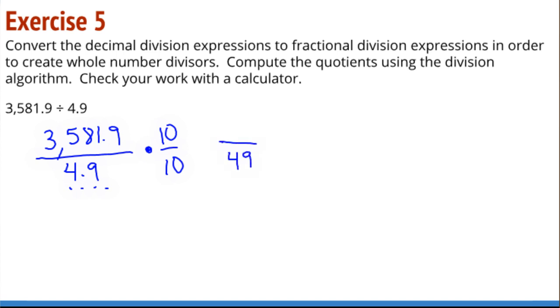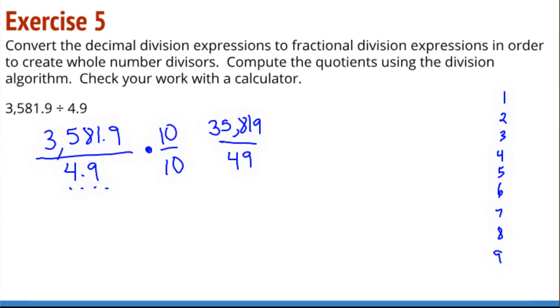And this 3,581 and 9/10 will become 35,819. So I need to make some 49s. 1, 2, 3, 4, 5, 6, 7, 8, 9.